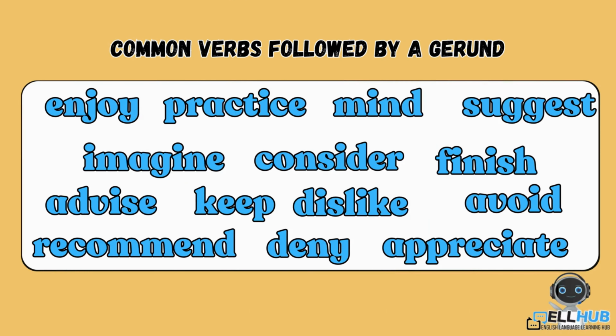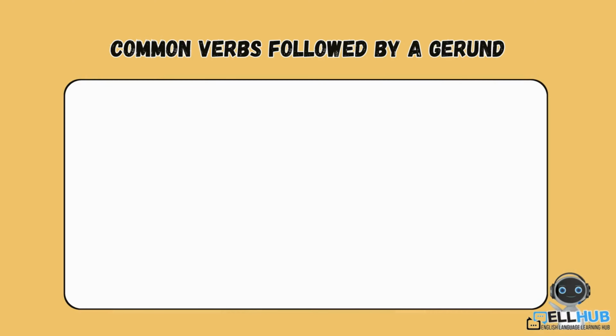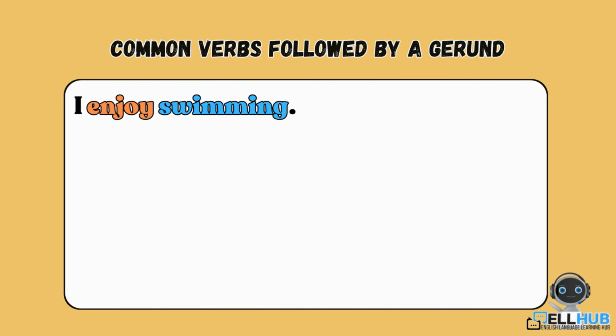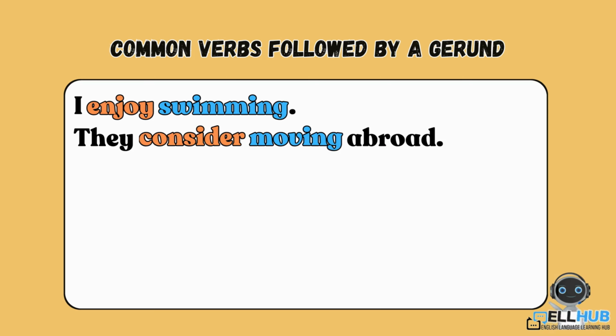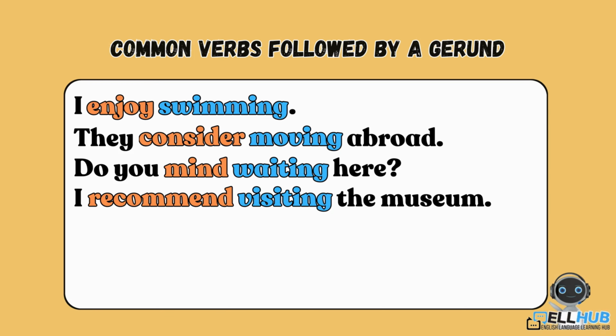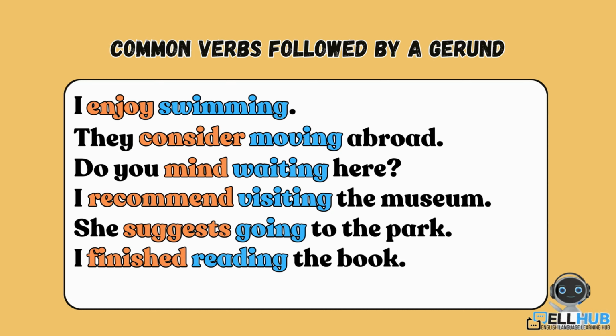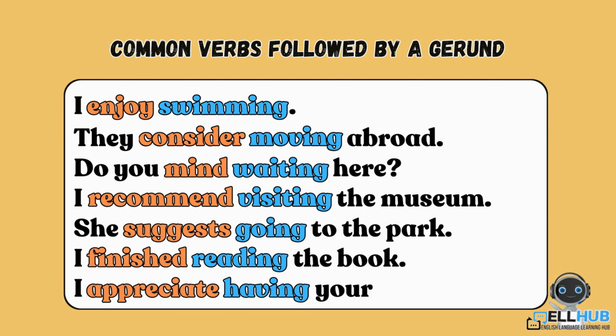There are verbs that are followed by gerunds only, such as enjoy, dislike, avoid, suggest, practice, finish, consider, mind, recommend, advise, appreciate, deny, imagine, keep. For example, I enjoy swimming. They consider moving abroad. Do you mind waiting here? I recommend visiting the museum. She suggests going to the park. I finished reading the book. I appreciate having your help.